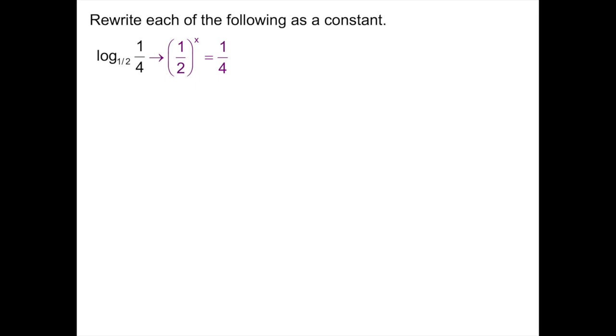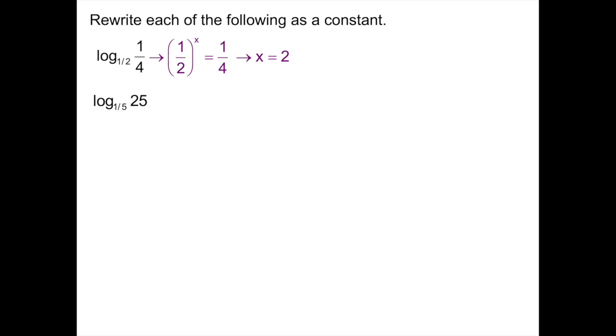Now you just want to think, well, what is x going to have to be in order to make 1/2 to a power become 1/4? Well, let's focus on the denominator here. 2 raised to some power has to give me 4, and that's going to have to be 2, so x is 2. Go ahead and try the next example.